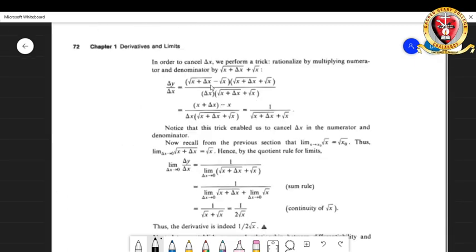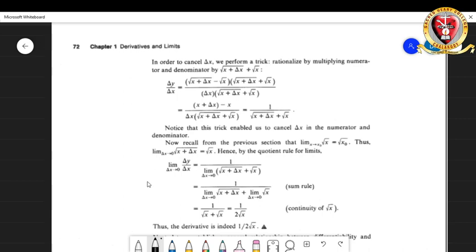So you get delta y by delta x is equal to, multiply the term with the plus sign here, and when you multiply you get x plus, this is of the form a minus b into a plus b, so you get a square minus b square. So you get x plus delta x minus x divided by delta x into root of x plus delta x plus root x, and in the numerator these terms cancel out, then you have a delta x that also cancels out there, so what remains is this.